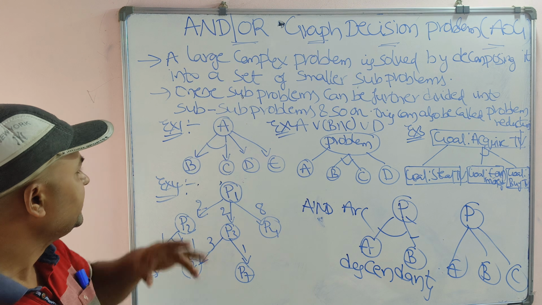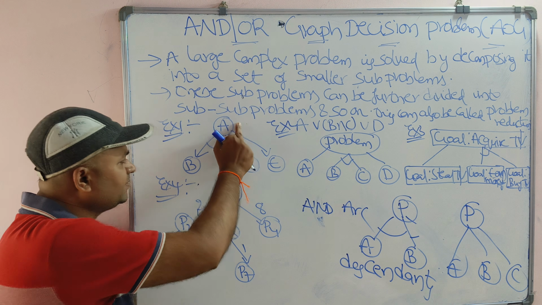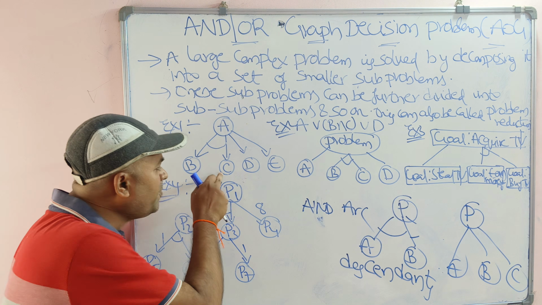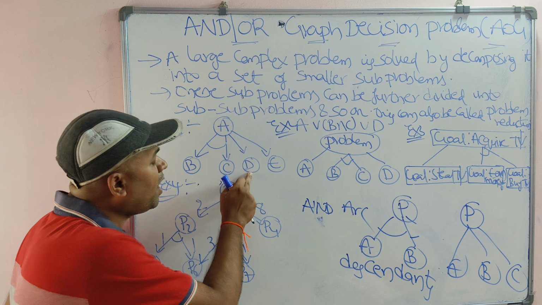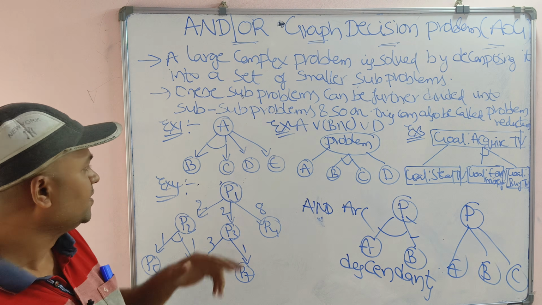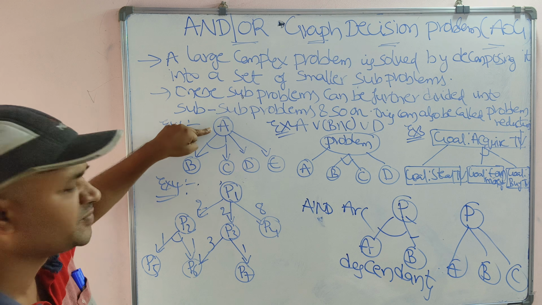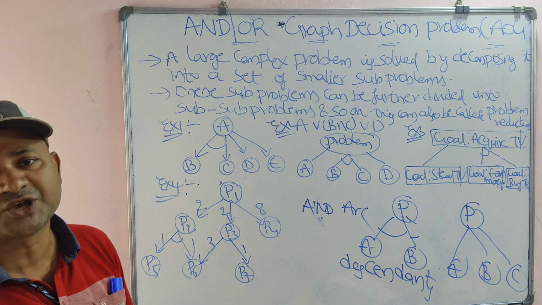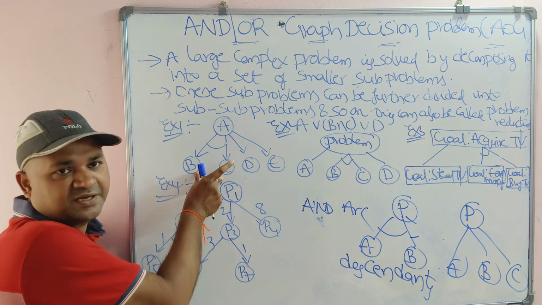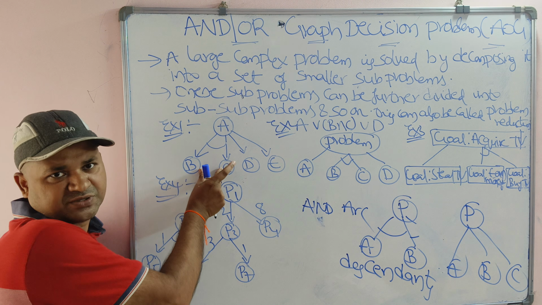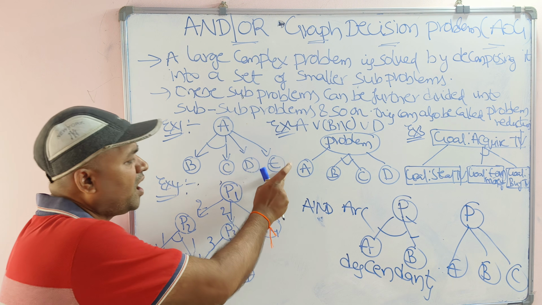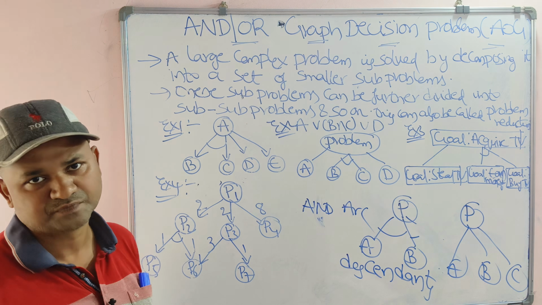In order to solve problem A, we can solve either by solving problems B and C, or problem D, or problem E. So problem A is solved by solving either subproblems B and C, so we must solve both these subproblems, or by solving subproblem D or subproblem E.